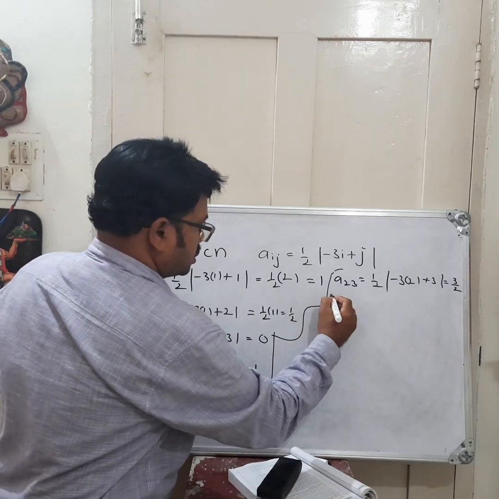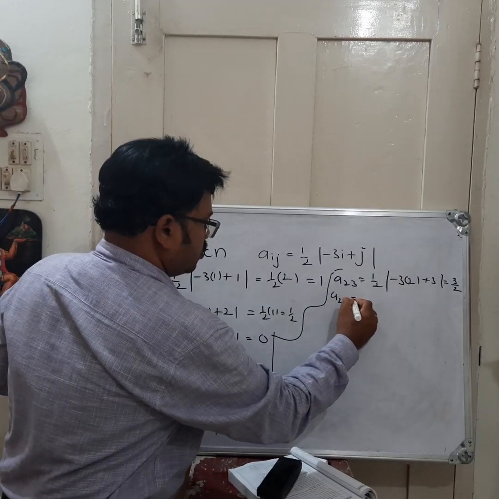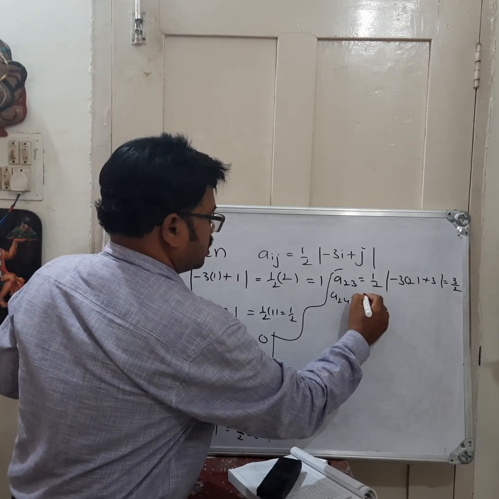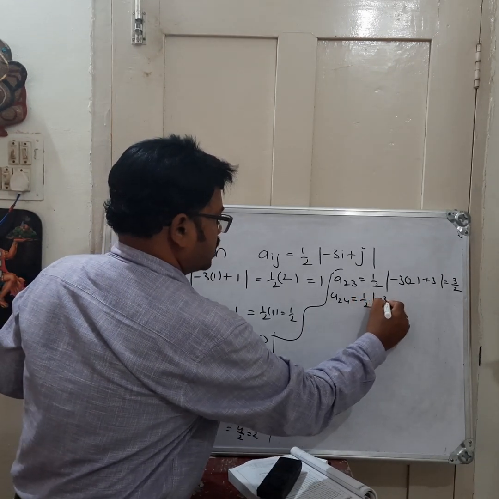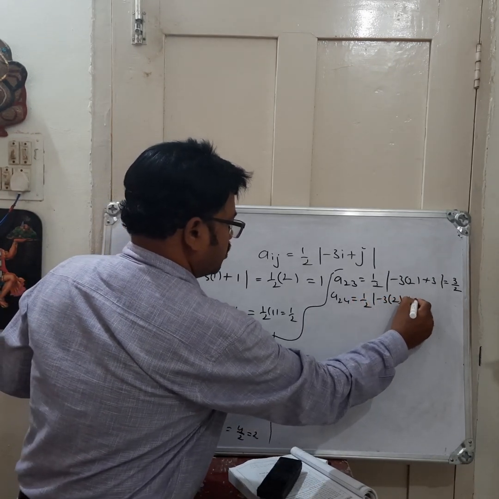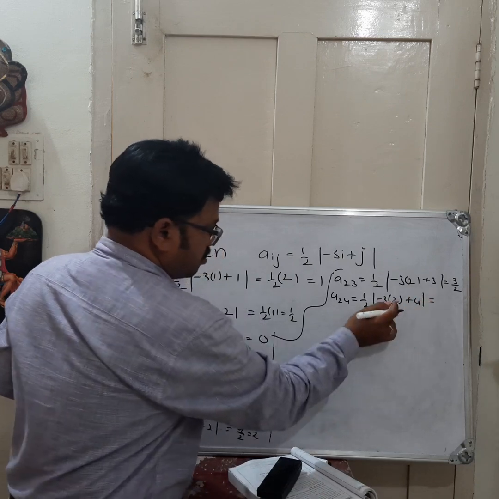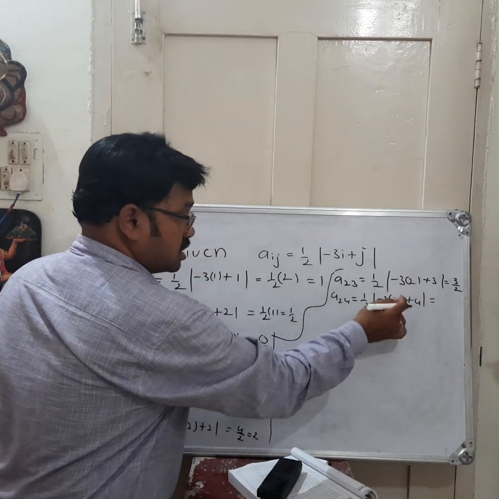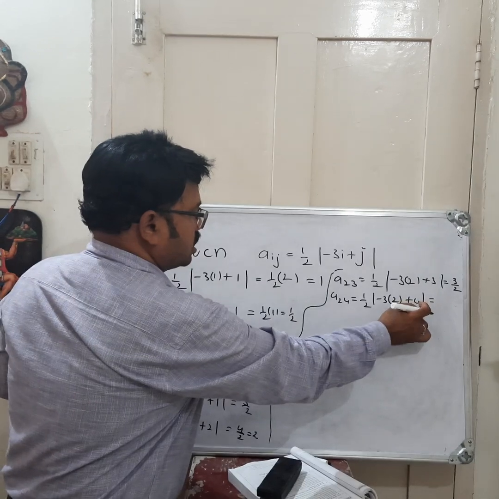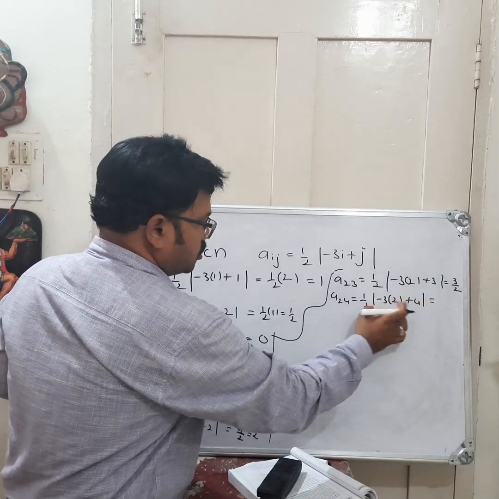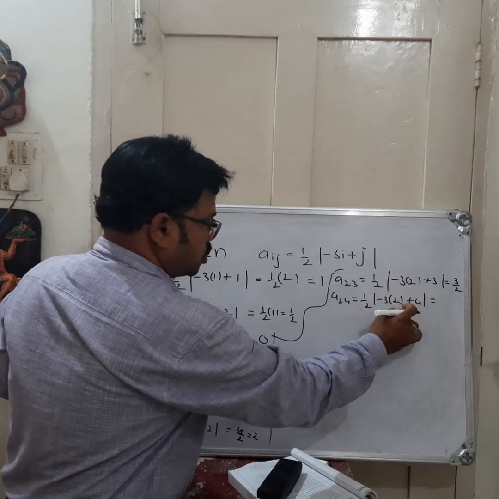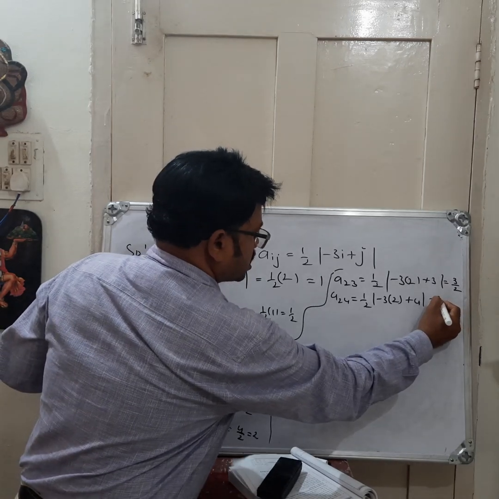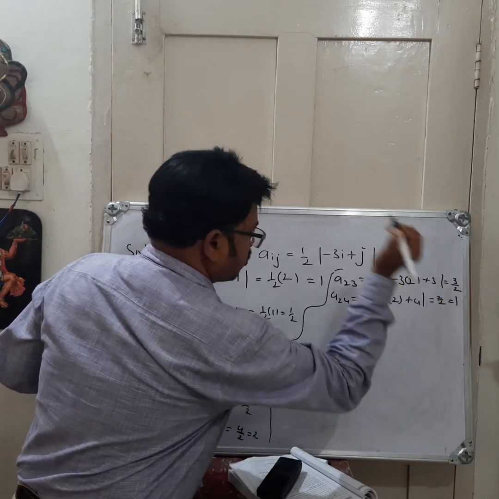Next element is A24. 1 by 2 into minus 3 into i value is 2 and j value is 4. Here minus 3 into 2, minus 6. Minus 6 plus 4 is minus 2. Due to this modulus, minus 2 becomes plus 2. 2 into 1 by 2, that means the value is 2 by 2, the value equal to 1.